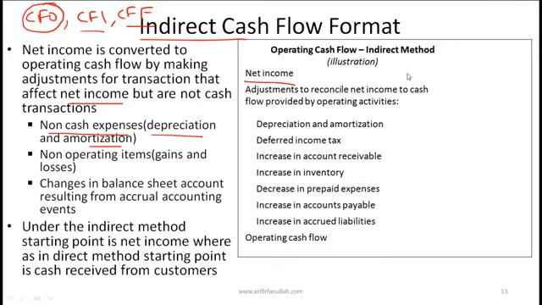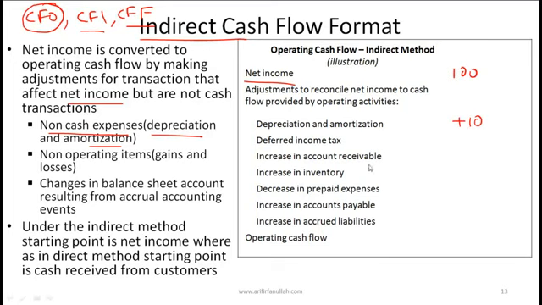Let's say that net income is 100 million. Now we need to make adjustments to reconcile net income to cash flow provided by operating activities. So these are just some examples. Depreciation and amortization. Say you have depreciation and amortization worth 10 million. So you need to add back 10 million. Why is this? Because 10 million depreciation is a non-cash item, and we had subtracted that 10 million in order to come up with the net income of 100. So we need to add back 10 million.